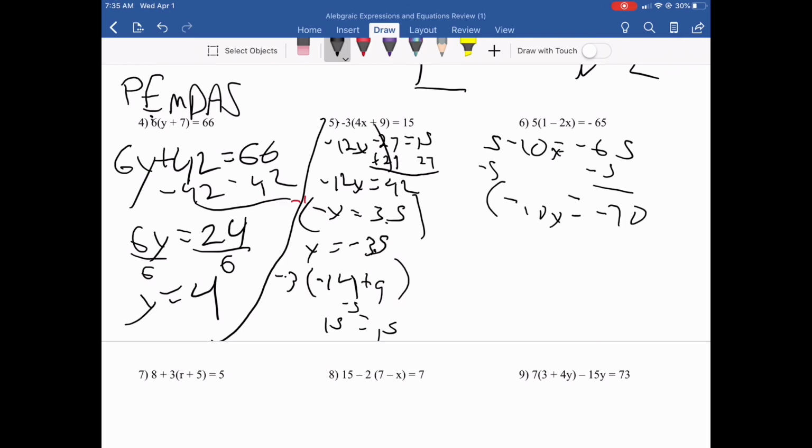When you get rid of the negative sign, multiply the whole thing by negative 1. It's going to be 10x equals 70. Divide both sides by 10. x equals 7. Check myself. Put the 7 back inside. 7 goes here. 7 times 2 is going to be negative 14. 1 combined with negative 14 is negative 13. Negative 13 times 5 equals negative 65.